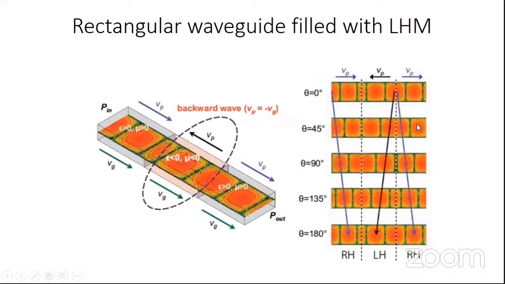This also shows different angles of theta, and in different portions of the same rectangular waveguide, you can see how the wave is getting refracted. In the first and third sections it goes in this direction, whereas in the middle section it is exactly in the opposite direction. That's the reason we call this a left-handed medium.